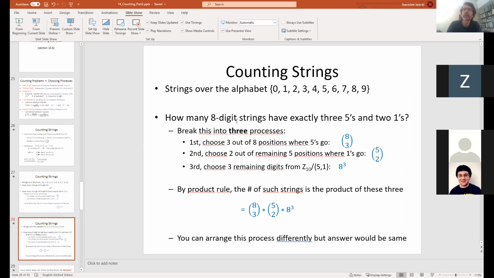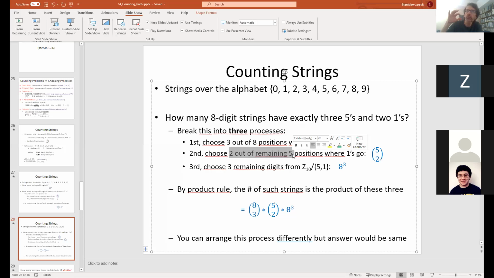So let's say I complicate it by saying these are 8-digit strings and they have exactly 3 5s, but there's 2 1s. So now I split it into 3 parts. Somebody chooses these 3 positions for where the 5s go. Somebody chooses 2 positions out of the remaining 5.